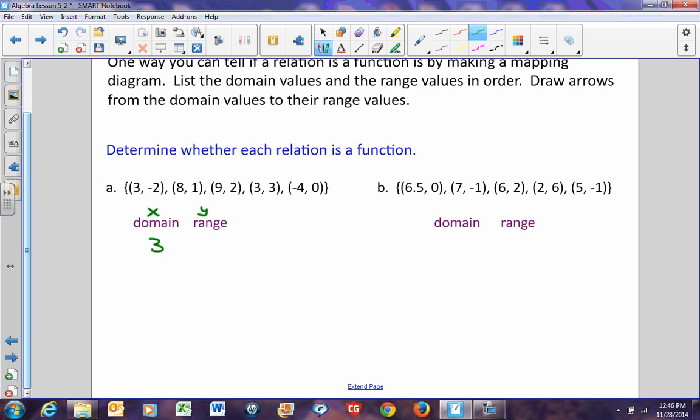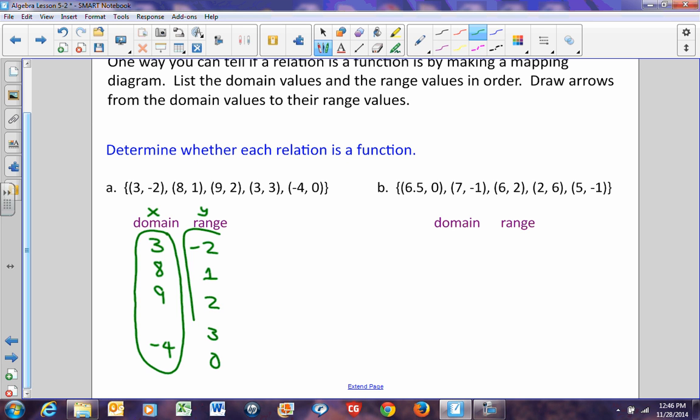So I have 3, 8, 9, 3, -4. I've listed them all. I don't need to list 3 twice because it's already listed once, so I'm going to erase it the second time so that it's only listed once. Now I'm going to write down all my range values: -2, 1, 2, 3, and 0. Basically, these are all my domains, these are all my ranges.